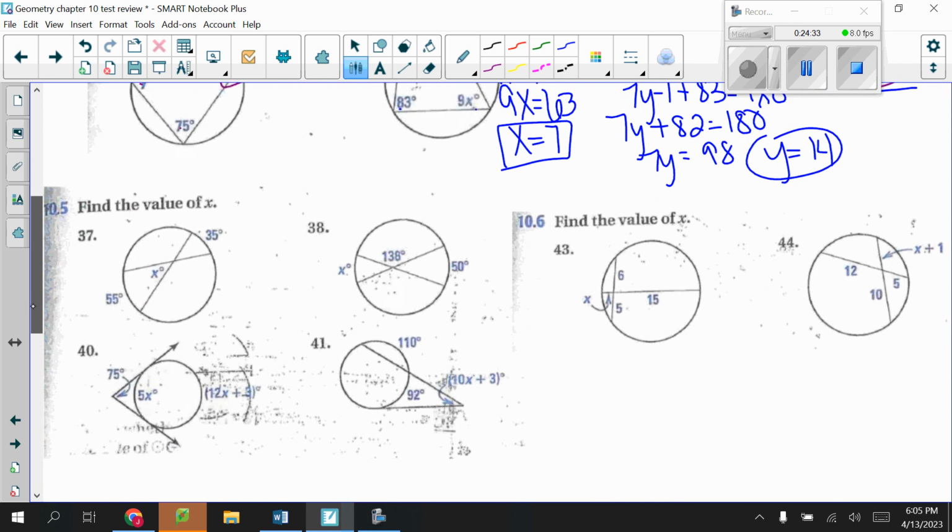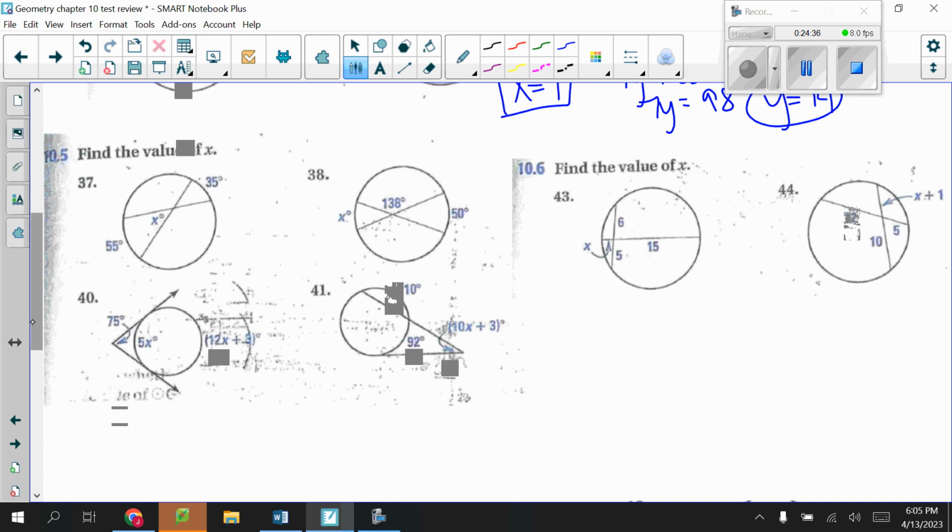So next we're going to move to section 10.5 here. We had all of these different formulas. I'm going to have all of these formulas on the board for you. So we'll pull up that sheet that has all of the formulas from 10.5 and 10.6, so you don't have to memorize these for the test.